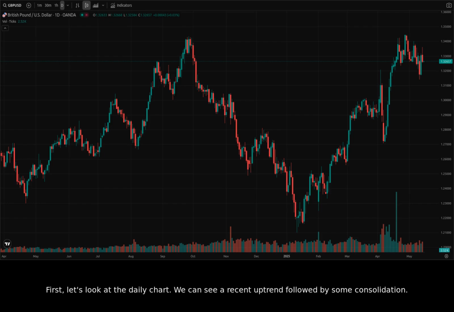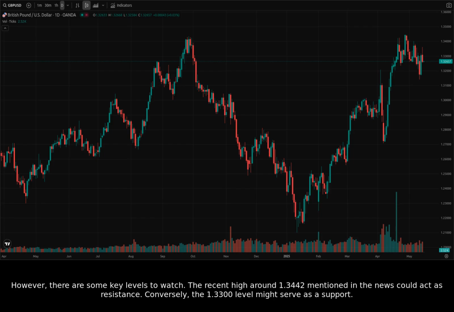First, let's look at the daily chart. We can see a recent uptrend followed by some consolidation. Notice how the price action has been relatively choppy over the past few months, with no clear dominant trend. However, there are some key levels to watch.